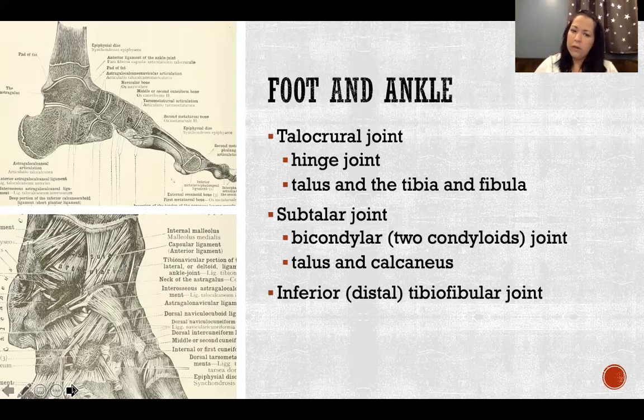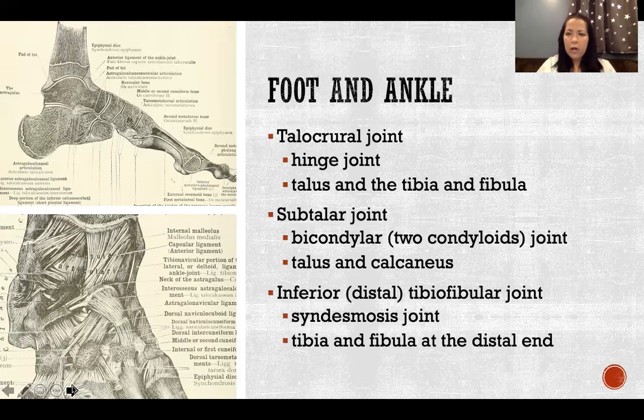Then our third joint is the inferior or distal tibiofibular joint. And that is an example of a syndesmosis joint. So it's a fibrous joint that's joined together just by dense irregular connective tissue.